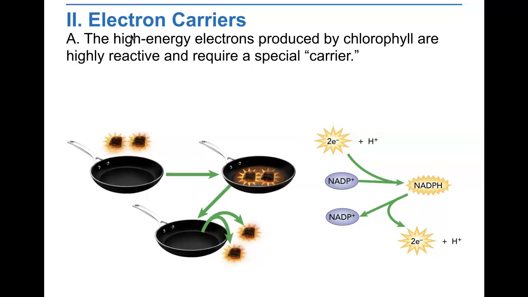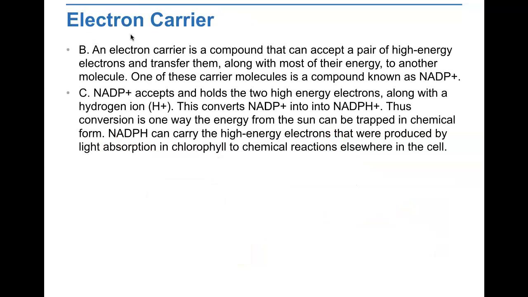Plant cells treat these high-energy electrons in much the same way. An electron carrier is a compound that can accept a pair of high-energy electrons and transfer them along with most of their energy to another molecule. One of these carrier molecules is a compound known as NADP+.